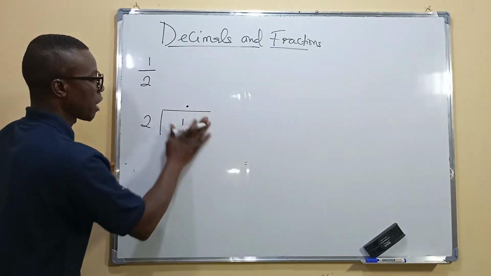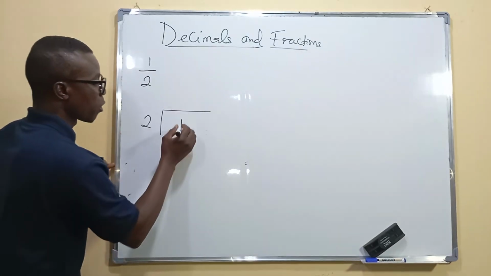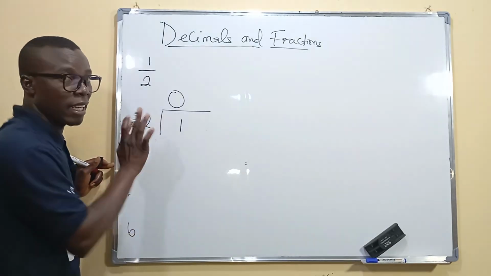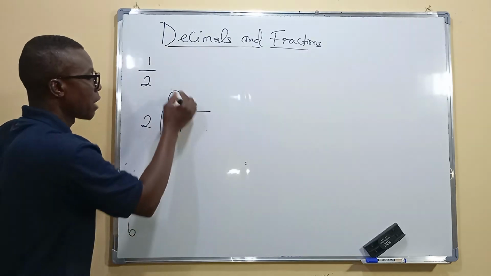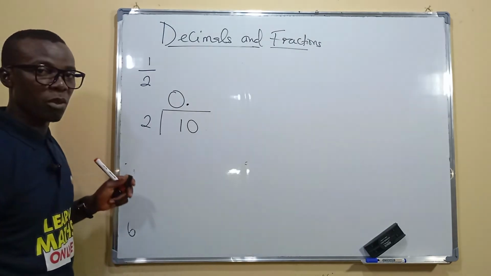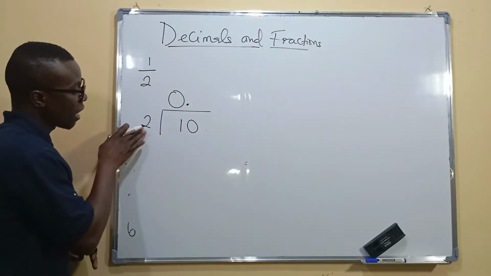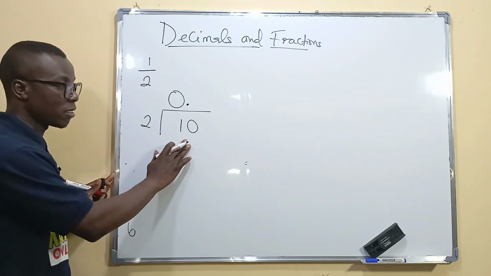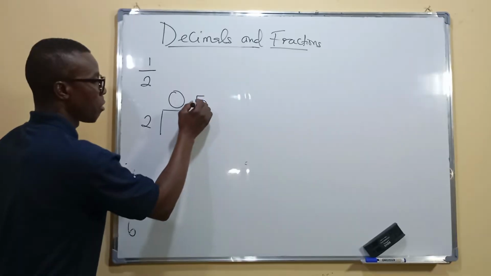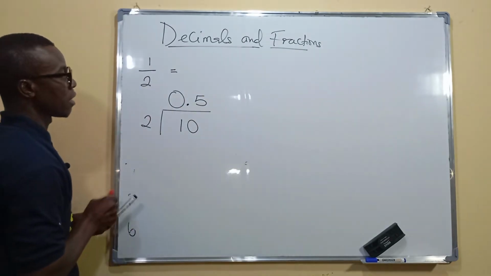Or better still, since we cannot bring out 2 out of 1, we are going to write 0, since how many 2 can I have in 1? I can't bring out a whole 2 out of 1, so I'm going to write 0 and put the point here. And then I'm going to introduce a 0 here. That's another way you can go about that. So how many 2 can we bring out of 10? Yes, I can bring out 2 out of 10. How many will that be? That will be 5.